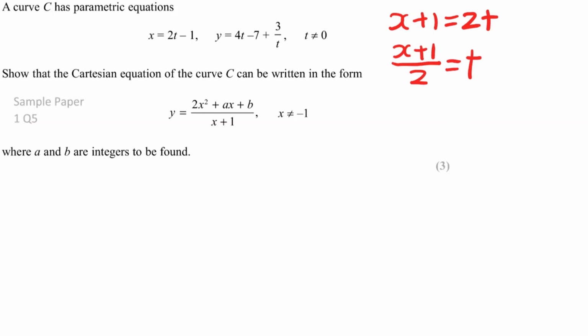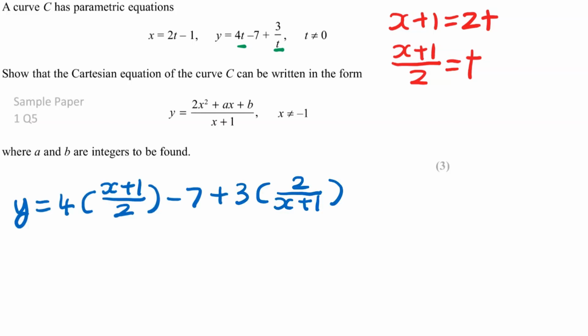So if we sub this into the y parametric equation here, we get that y is equal to 4, and then it's going to be t, so it's going to be this x plus 1 over 2, because that's what we've subbed in. Then minus 7 plus this 3 over t. Now, another way we can write this is 3 multiplied by 1 over t. So it's going to be 3 multiplied by 1 over this fraction here. Remember, when you do 1 divided by a fraction, it flips this fraction. So another way to write this is 3 multiplied by this flipped fraction, 2 over x plus 1. And we need to get it into this format here.